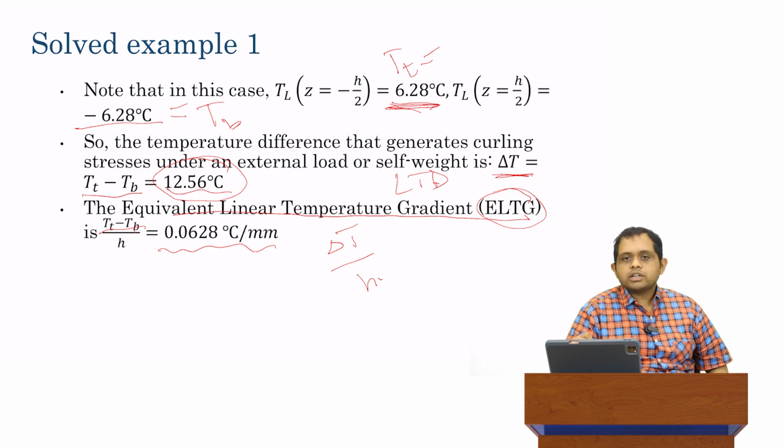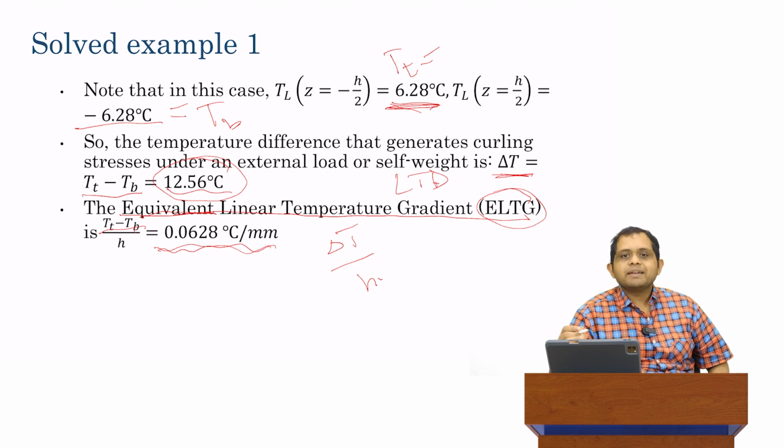For the North American or AASHTO design standard, we actually need this equivalent linear temperature gradient. And so we just divide by H and we get this value. Note, it is called equivalent linear temperature gradient because this is the equivalent linear temperature distribution, which is a component of the overall nonlinear temperature distribution. So the name itself implies a certain procedure has been used to calculate it.